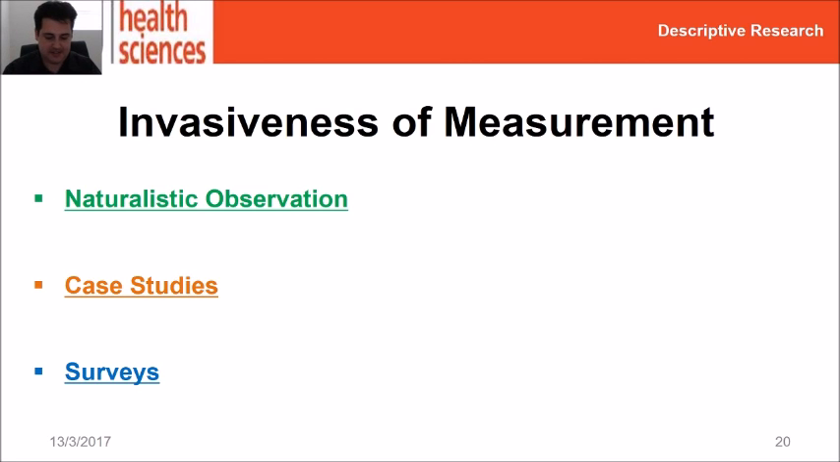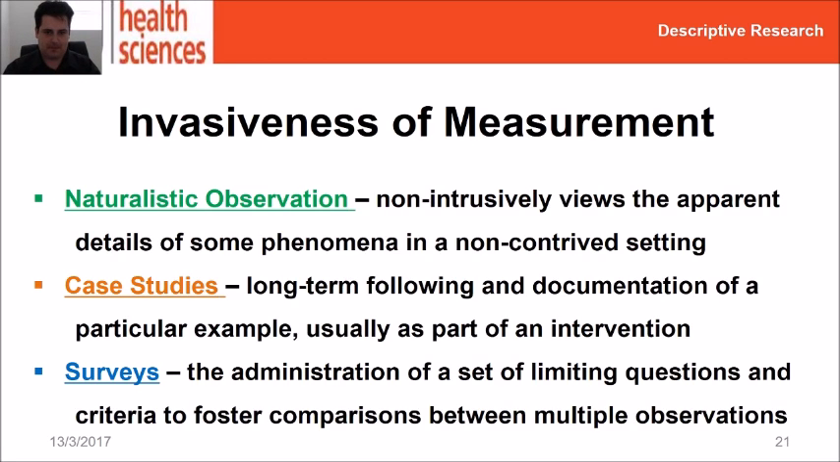So just to explain what these terms mean, naturalistic observation is any time you're taking measurements of the world non-intrusively, just viewing the apparent details of some phenomena in usually a naturalistic or non-contrived setting. So, when you were in high school and the head of a department would just stand in the back of the room and watch teaching taking place, that was a kind of naturalistic observation. When Jane Goodall just lived amongst a bunch of chimps and tried her best not to get in the way of their everyday lives, just watch their obvious behaviors and record what they were doing, that's naturalistic observation.